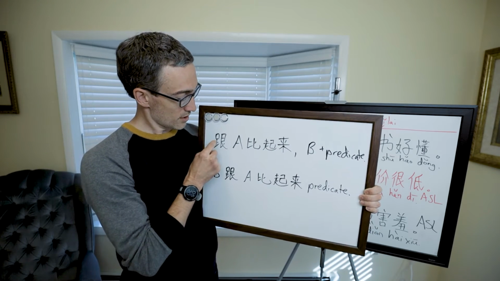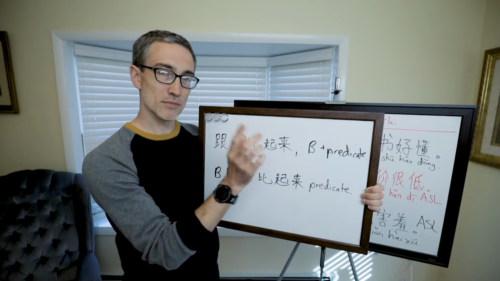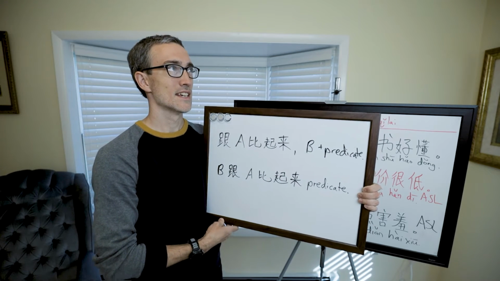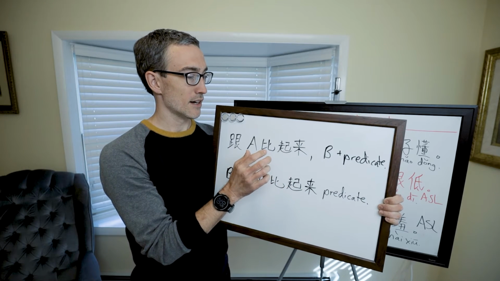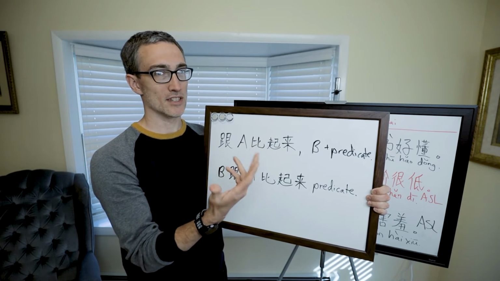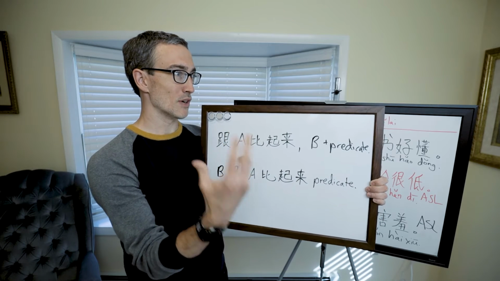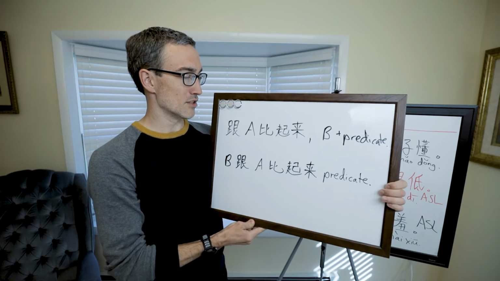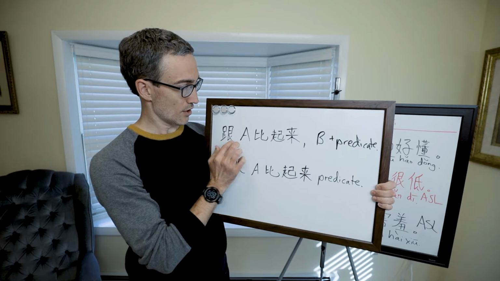So this is 跟 A 比起来. A little aside: 起来 means to rise up, or to arise. In this case, it doesn't really mean much. It just fills out the meaning, but it doesn't change the meaning at all. It just means to bring them into comparison, something like that. But it simply means to compare A and B.